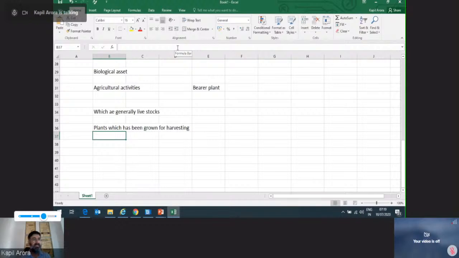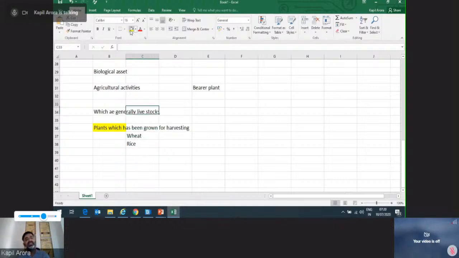These plants have a life of less than 1 year, or I would say just a season, right? Like wheat, rice, sugarcane, all of which we grow so that they can be sold in the market as the plant itself or as the product itself.